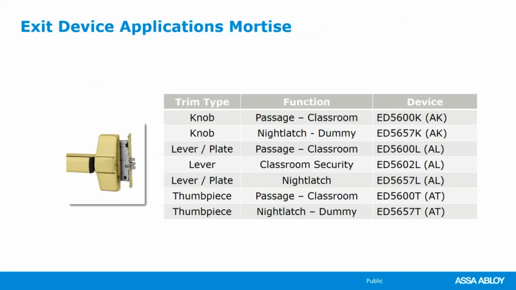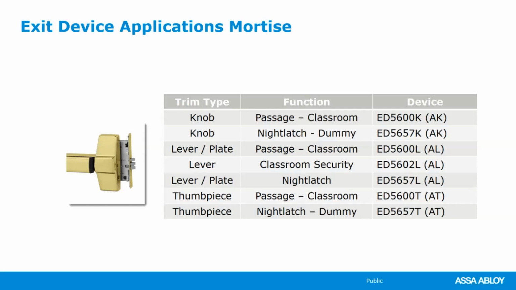Mortise devices. Now this is the functioned device that I talked about. We've got 2 different ones for our knob type devices. We've got 3 different for our levers, and we've got 2 different for our thumb piece applications. And it will be either for passage, classroom, night latch or dummy, or classroom security. The classroom security has a specific function as well with the Mortise. So you'll have to order the device properly functioned and suffixed with the proper trim that goes with it. So that's our Mortise device.